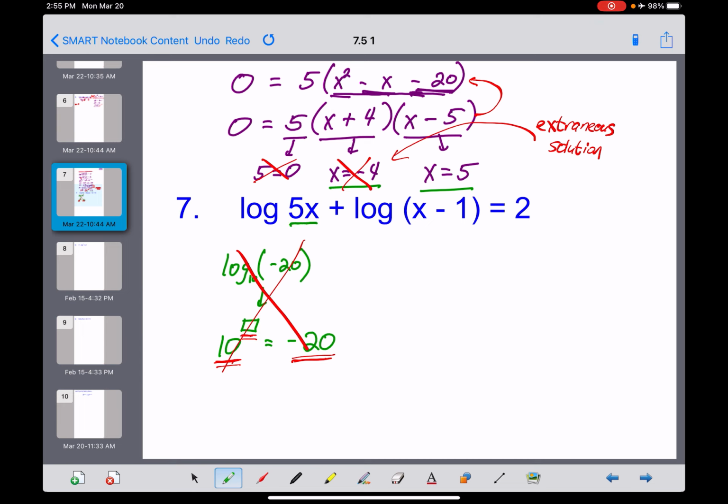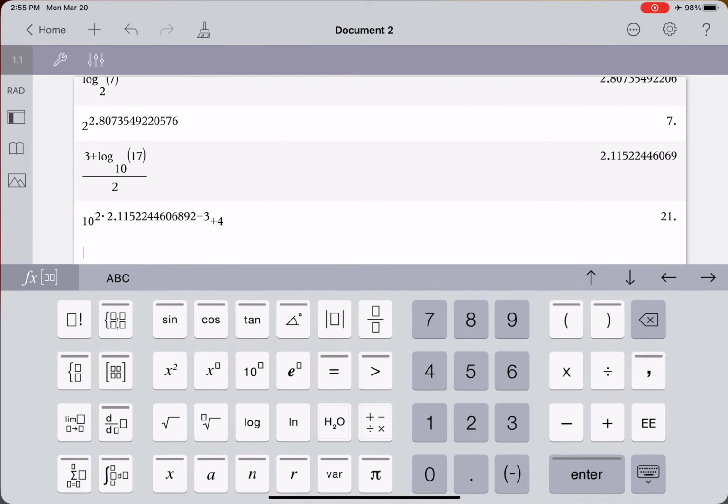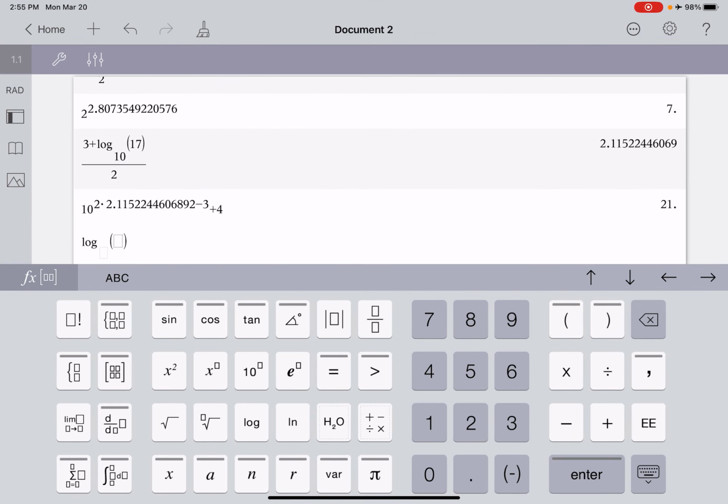If x is 5, 5 times 5, okay, we get the log of 25. And then plus the log of 5 minus 1, which is 4. Gotcha. That should equal 2. Well, I could do this a couple of different ways. What you guys would probably prefer the most is typing it into your calculator. Log of 25 plus log of 4. So log, I'm just going to ignore the base, of 25. You can just use the log key on your calculator. And then plus the log, again skipping the base, of 4.